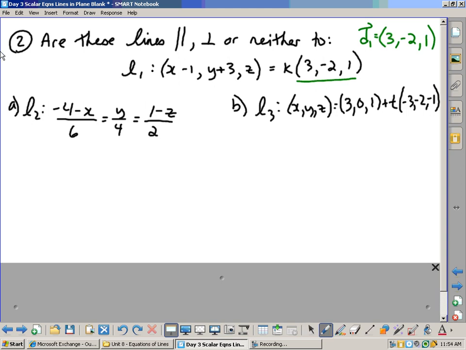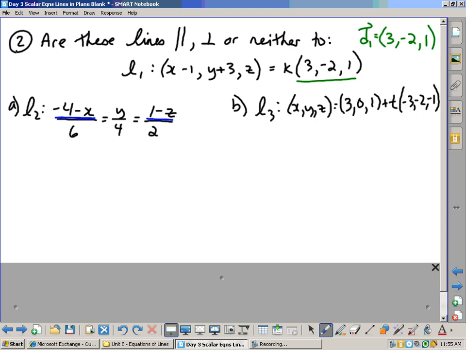So in A, we've got line 2, which is negative 4 minus x over 6 equals y over 4 equals 1 minus z over 2. So we look at it and we see it is the symmetric equation. But the only catch is, remember, we can't just read off the direction numbers from the bottom. It has to be in the correct form. This one's definitely not in the correct form. You see up here you've got your x in the wrong spot, and this one the z's in the wrong spot. So we have to rearrange things.